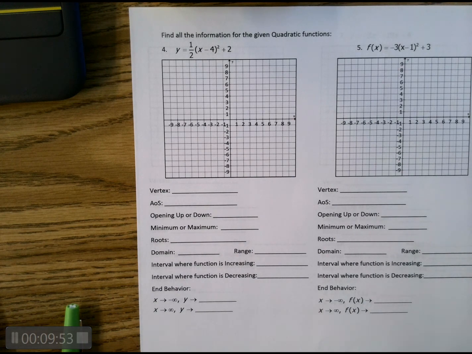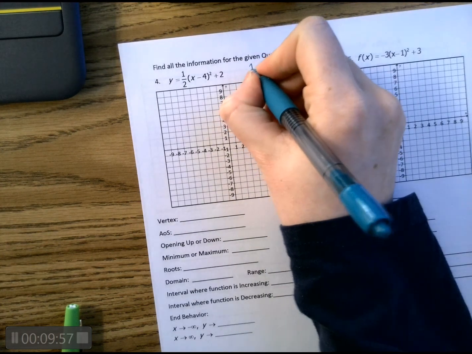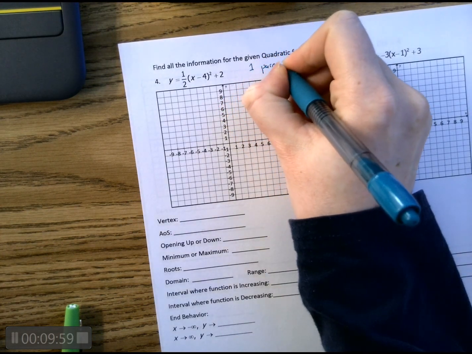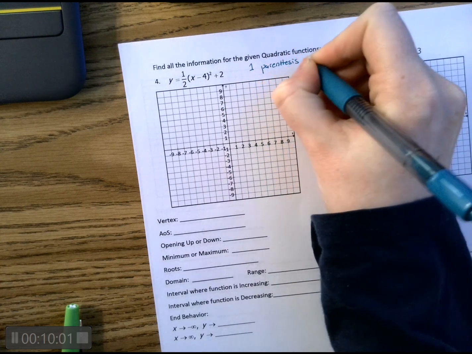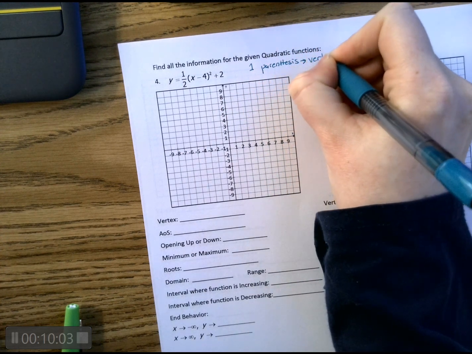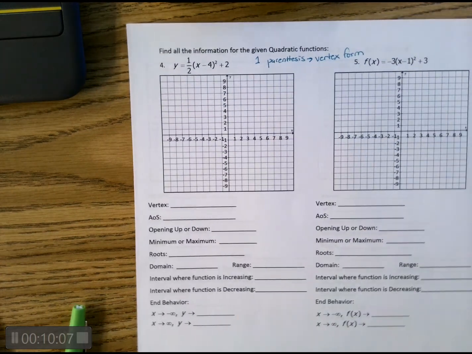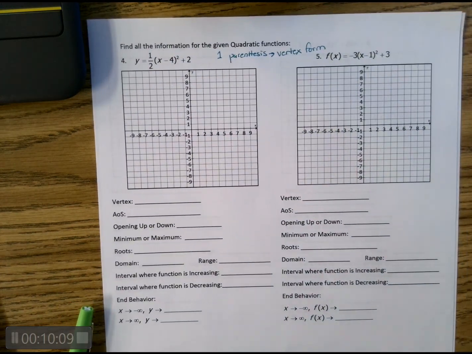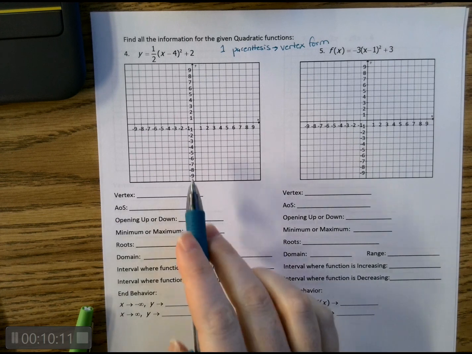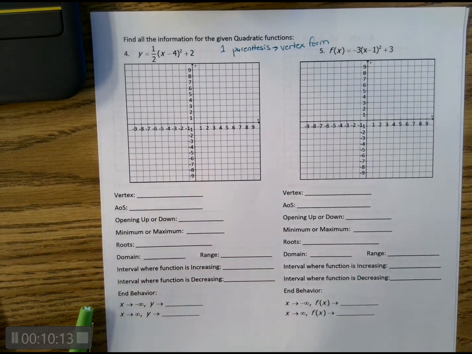Alrighty, so check out which form this is in. If it has 1 parentheses, that means that this is in vertex form. And hey, look, both of these are in vertex form. So I'm going to do 4 and you guys are going to do 5.